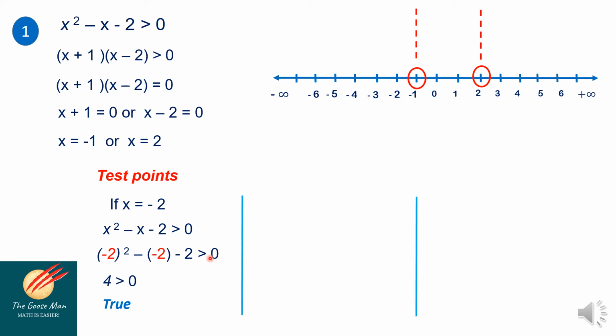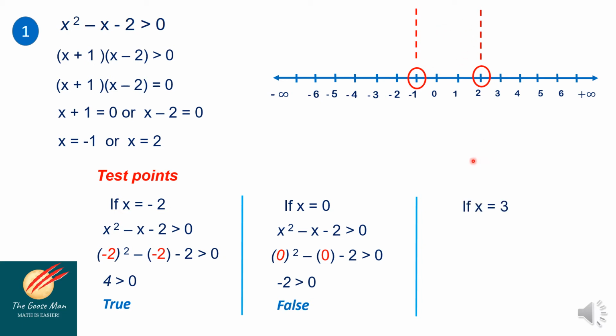Next, on the other hand, if I choose an integer between negative 1 and positive 2, I'll take 0 because that is the easiest one for our substitution, such that 0 squared minus 0 minus 2 is greater than 0. So again, simplifying it further, negative 2 is greater than 0. And this is false, meaning to say this region is not part of the solution.